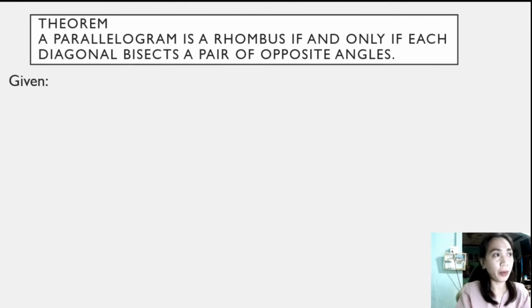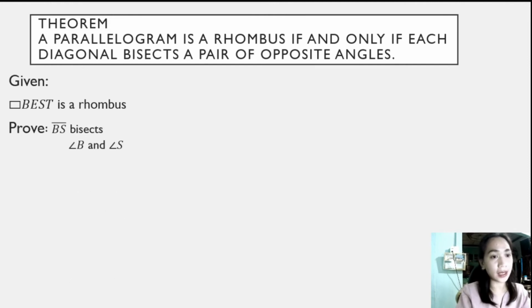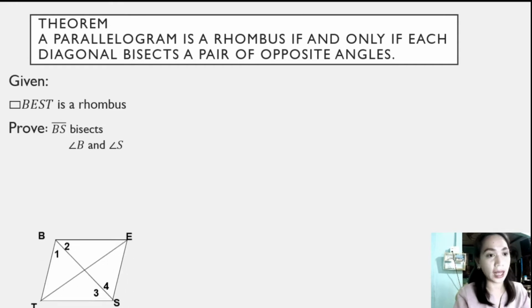Okay, so let's have this another theorem about the rhombus. A parallelogram is a rhombus if and only if each diagonal bisects a pair of opposite angles. So, kanina, we have the diagonals bisect each other. Ngayon naman, si diagonal, ang binabisect niya yung opposite angle. Okay? So, we have here BEST is a rhombus. We have to prove that BS ay binabisect niya si angle B and angle S. Again, from the word bisect, ibig sabihin, hatiin niya into congruent angles si angle B and also angle S.